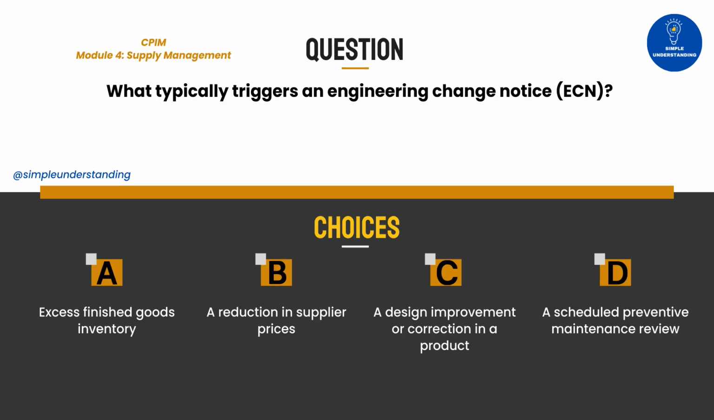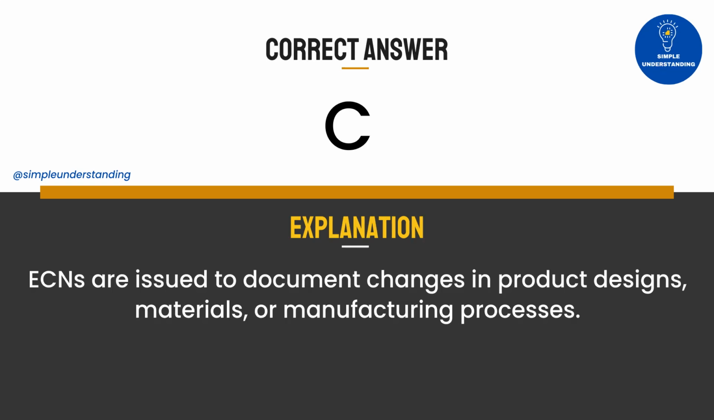Question 16. What typically triggers an engineering change notice, ECN? A. Excess finished goods inventory. B. A reduction in supplier prices. C. A design improvement or correction in a product. D. A scheduled preventive maintenance review. Correct answer: C. Explanation: ECNs are issued to document changes in product designs, materials, or manufacturing processes.